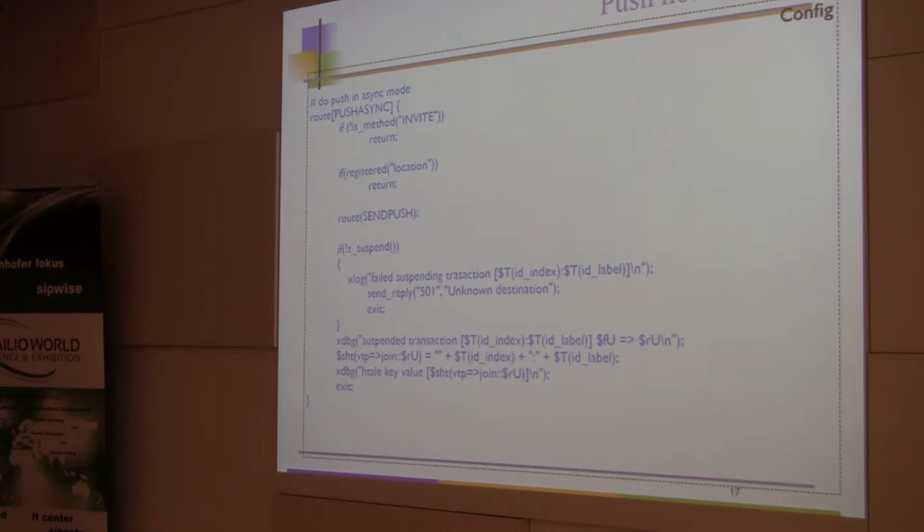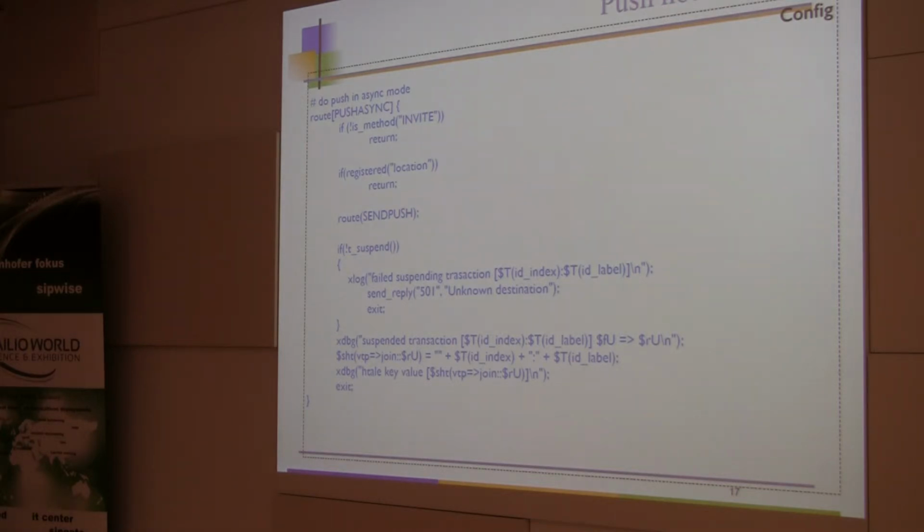And now, practically, it's the route blocks that we add. Pushing in asynchronous mode, we will do it only when the target user is not registered. We'll call this function that will do the push, which was the previous route block. And if it's not failing in sending the push, then we suspend the transaction and we store it here in the hash table. We take the transaction index and label the internal identifier for the transaction.